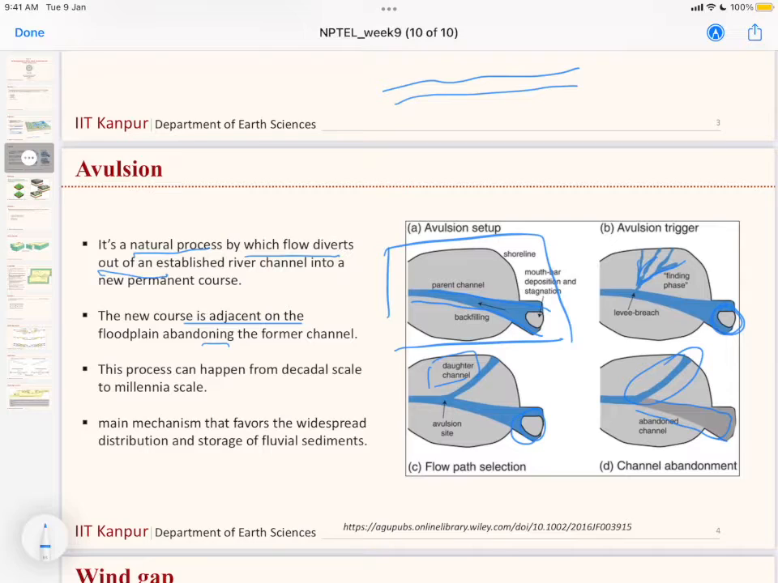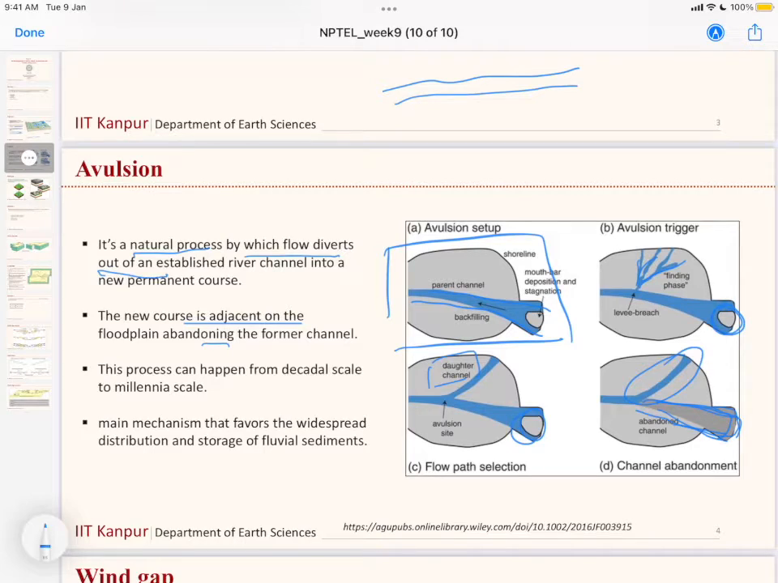Okay, and this process is not a very fast or quick process. It happens on a decadal scale to a millennia scale, and it is the main mechanism that favors the widespread distribution and storage of fluvial sediments. So imagine that if this channel was the primary channel, definitely sediments were there. So here you can find a lot of sediments. Even if this channel is now abandoned, sedimentation will be there.